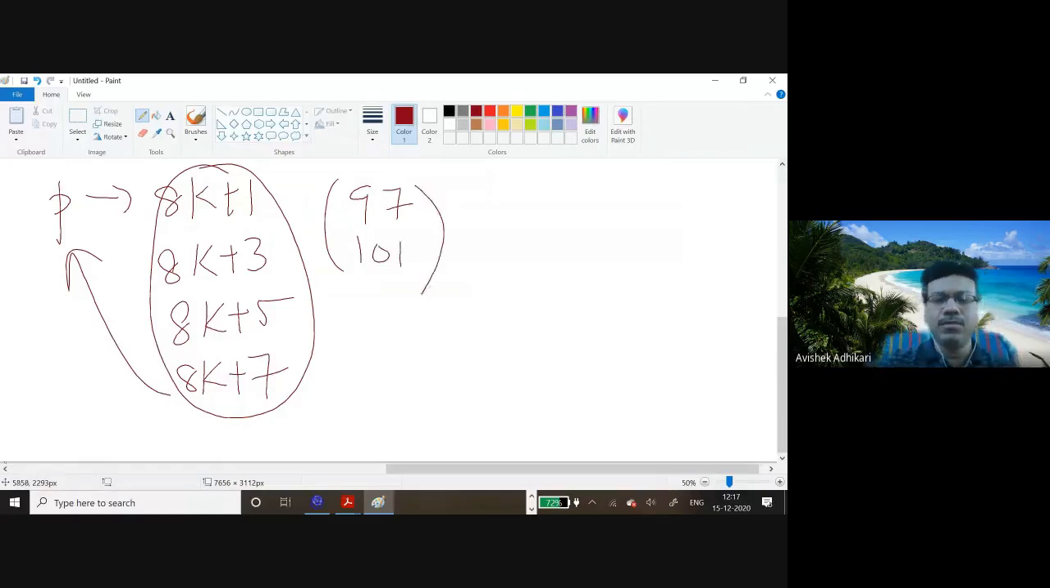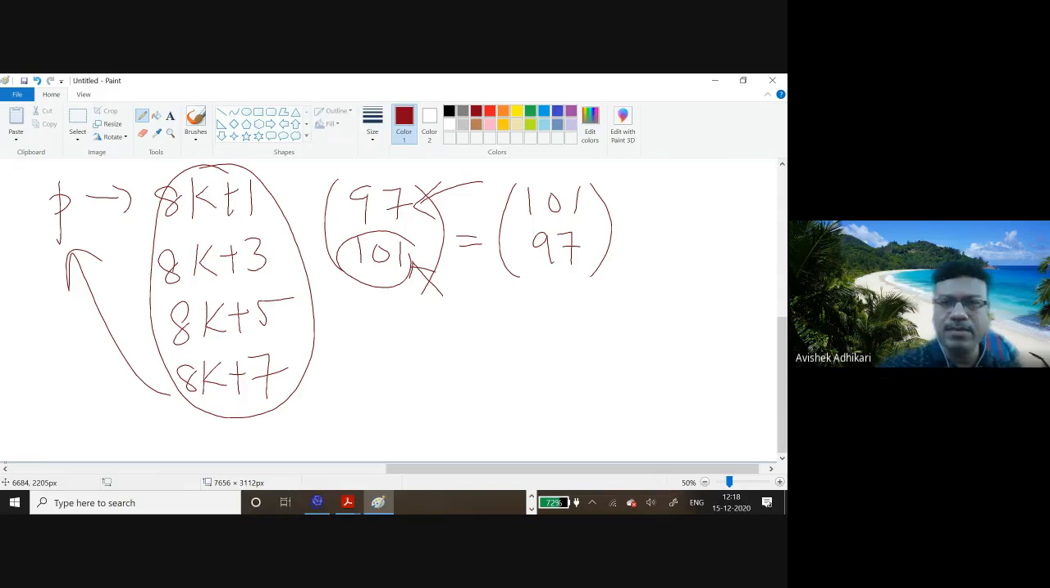Since both of them are odd primes, just check whether one of them is of the form 4k plus 1. So this is a 4k plus 1. So this is the same as 101 over 97, not divided by, so the Legendre symbol (101/97).